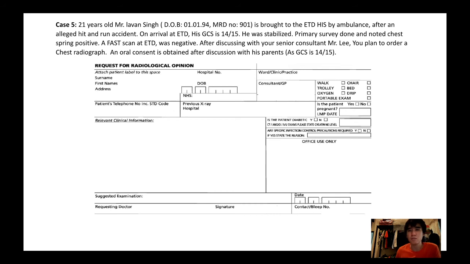After discussing with your senior consultant, Mr. Lee, you plan to order a chest radiograph. An oral consent is obtained after discussion with his parents. GCS is 14 out of 15.